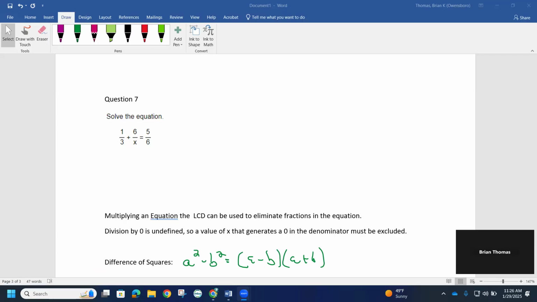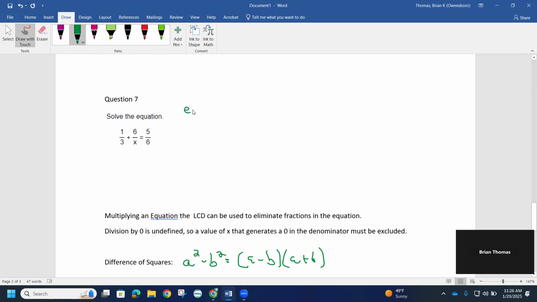Question 7, we're looking at another rational equation. So again, with equations, you can multiply an equation by the least common denominator to get rid of fractions. But one of the first things I have to watch out for is notice how there's x in the denominator. X cannot represent 0.